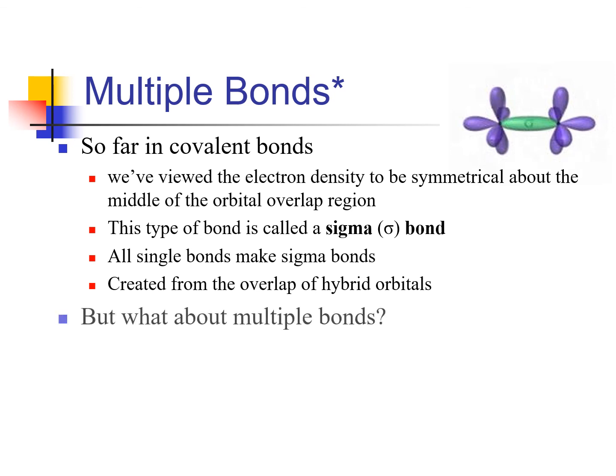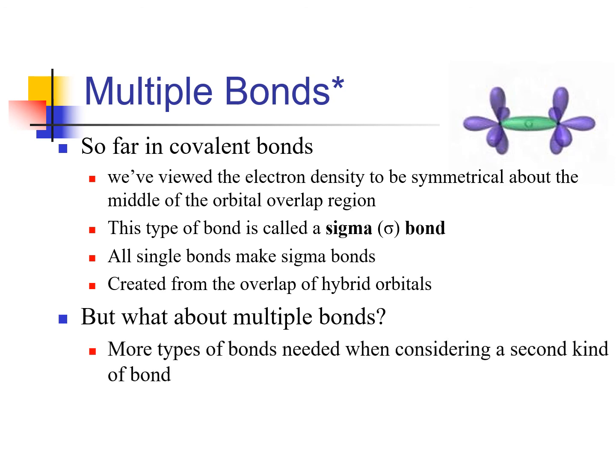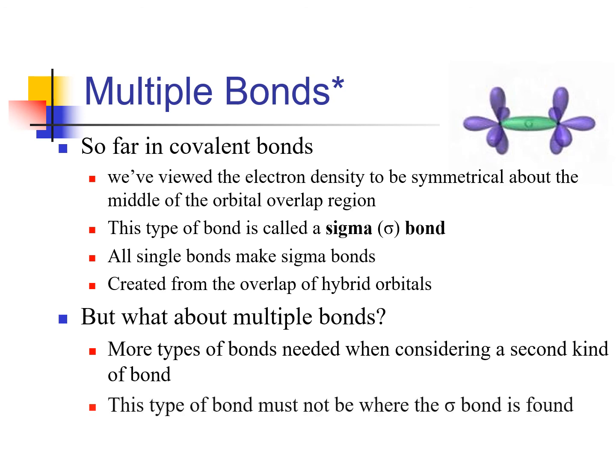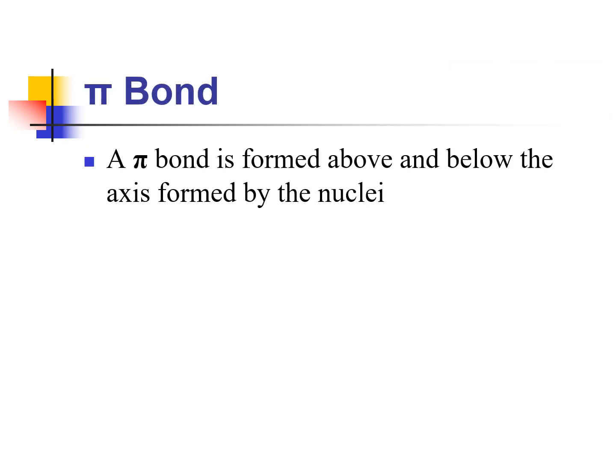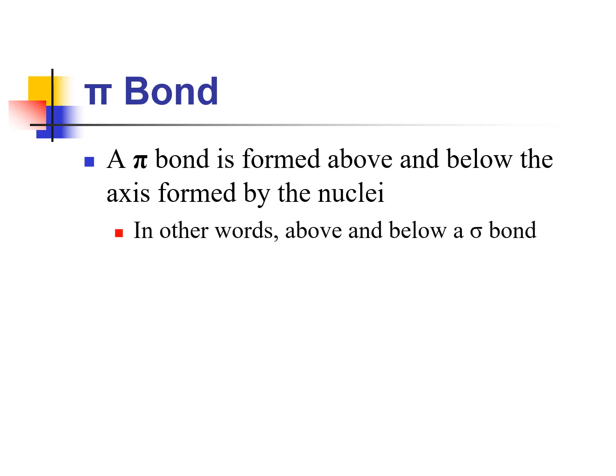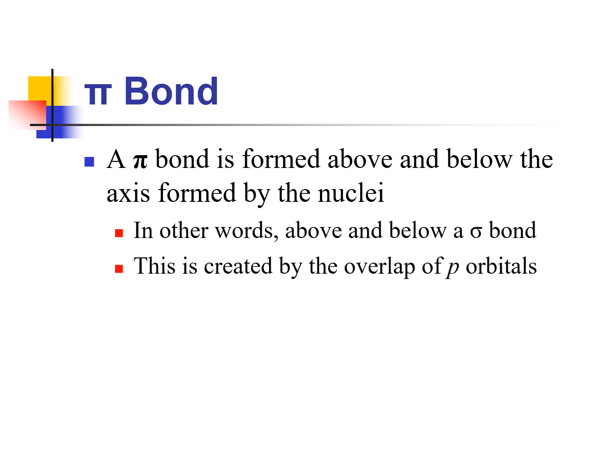So, now that we have that, what if there's multiple bonds? We need another type of bond because there's no more room in the middle. The sigma bond's taking up the space in the middle. So we need a separate place for those other electrons, for those bonds to form. So they have to be where the sigma bond is not. We call this other type of bond a pi bond. And a single pi bond is an overlap formed above and below the axis formed by the nuclei. And this is created by an overlap of p orbitals.